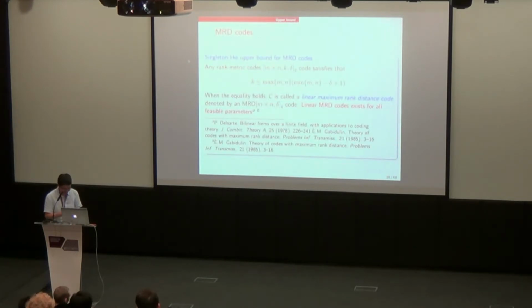When the Ferrers diagram is a full Ferrers diagram, full means that a Ferrers diagram of size m times n consists of mn dots. Okay, meaning it's full. In this case, the upper bound coincides with the Singleton-like upper bound for MRD codes. Okay, any rank metric code, m times n, k, delta, q code, always satisfies this upper bound. This is a classical upper bound. Okay, it is easy to count.